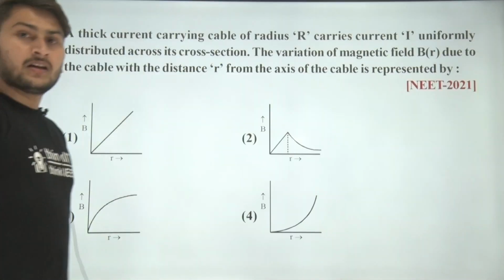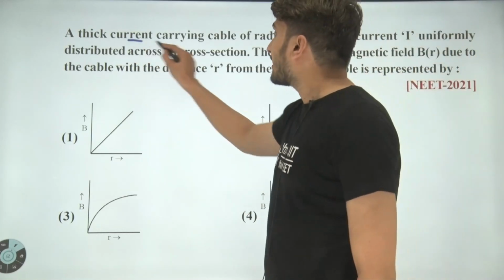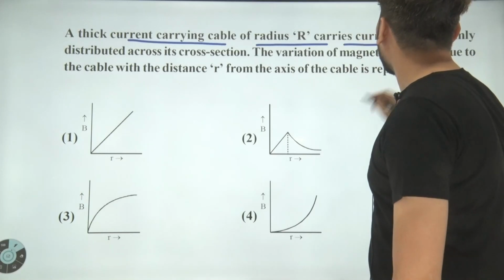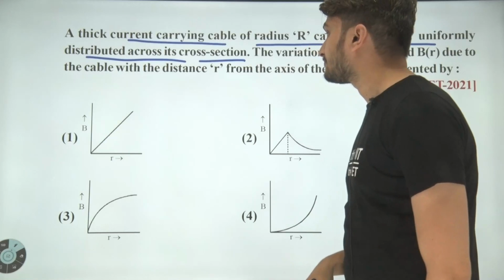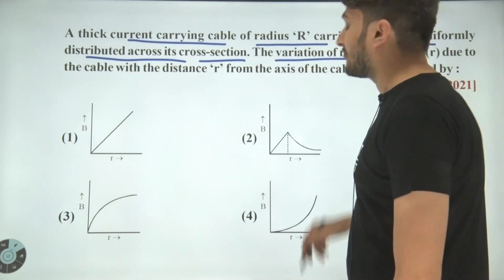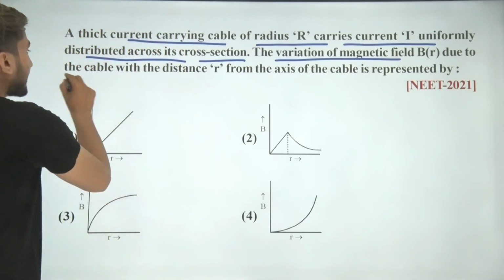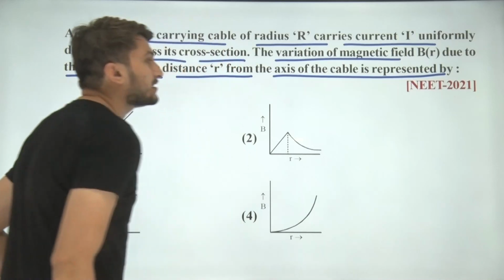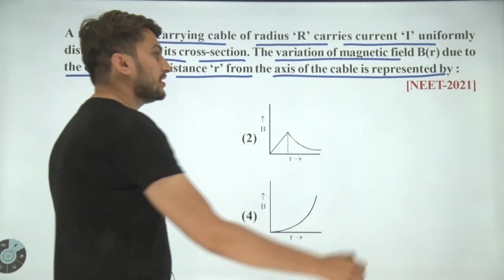Thank you. Hello students, the question is: a thick current carrying cable of radius capital R carries current I uniformly distributed across its cross section. The variation of magnetic field due to the cable with the distance r from the axis of the cable is represented by... This question comes from NEET 2021.